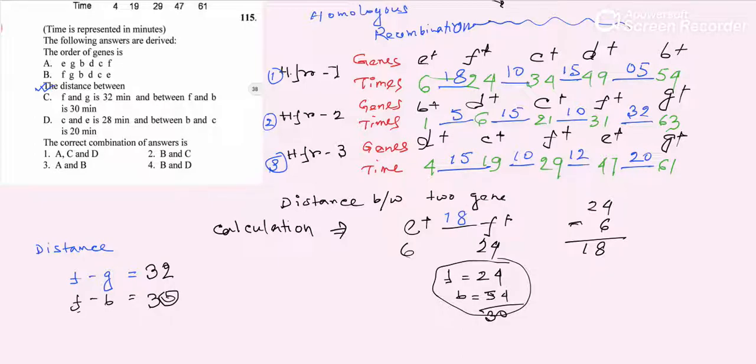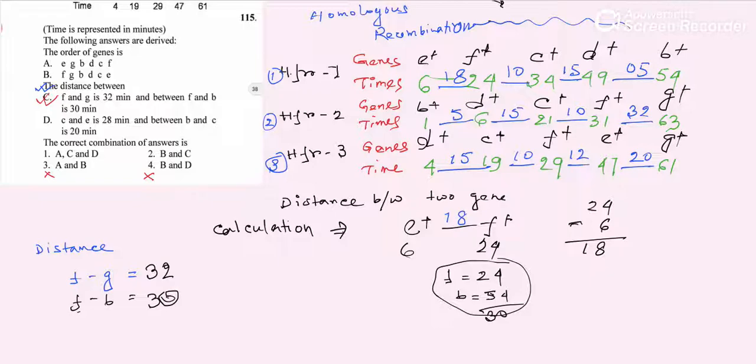So in the first option, C is right. They have given an option that F and G distance is 32 minutes and between F and B distance is 30. So option number 3 is the correct option. So from this combination we can easily say that number 3 and number 4 is not correct. So we can easily discard them from these options, and there are two options in our hand.